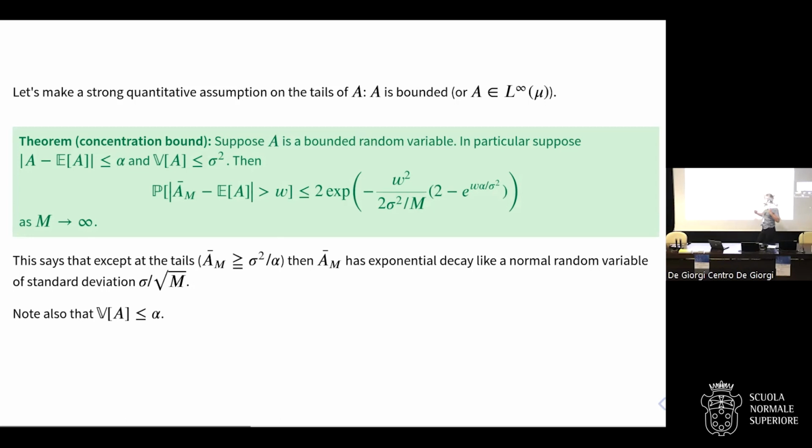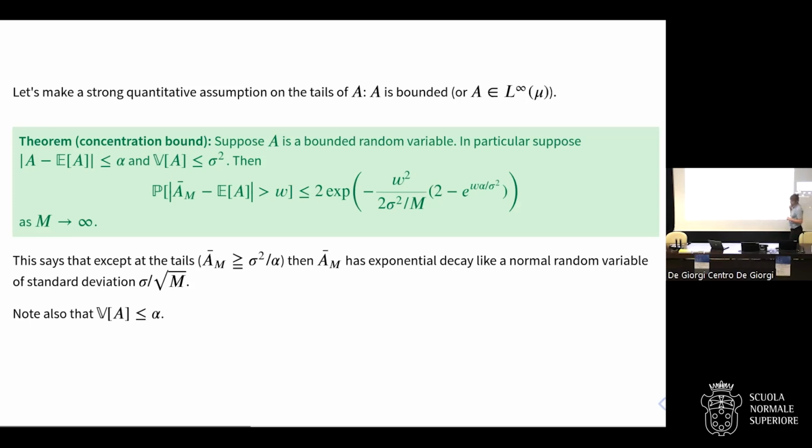And of course, as we know, we also need to bound the variance, but the variance can be bounded by this alpha squared. If we do this, then we can say that the deviation between this sample mean and the expectation has very nicely decaying tails, in fact, decaying like a normal random variable.